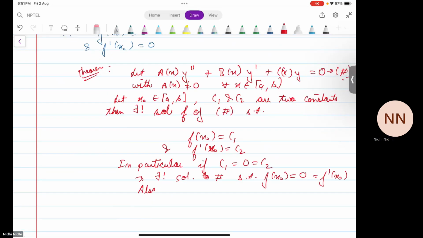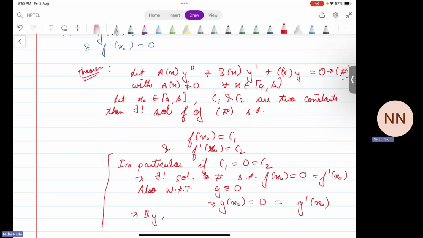Also, we know that if we take the function g to be trivially 0, then g(x naught) is equal to 0 is equal to g dash(x naught). But what does the theorem say? The solution must be unique. This implies, by uniqueness, that f must be equal to 0. So we will be using this theorem.